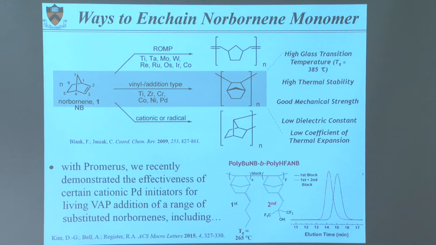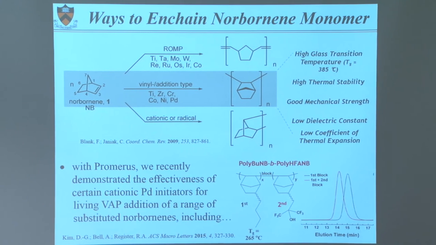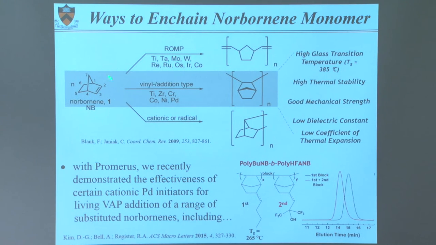And so norbornenes, some of you may know, you can polymerize norbornenes, and here I'm just showing the unsubstituted parent compound, in multiple ways. You can do ROMP, ring opening metathesis polymerization, which I learned about from Bob and which we still do a lot of in my lab, but that's not what I'm gonna talk about today. You can also not open any of the rings. You can polymerize these through the double bonds and make this vinyl addition type polymer.